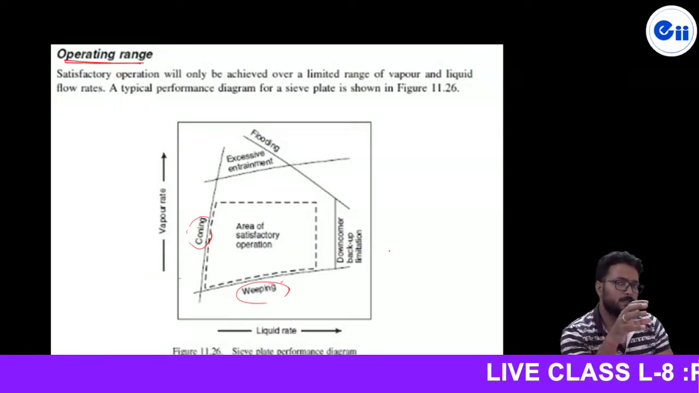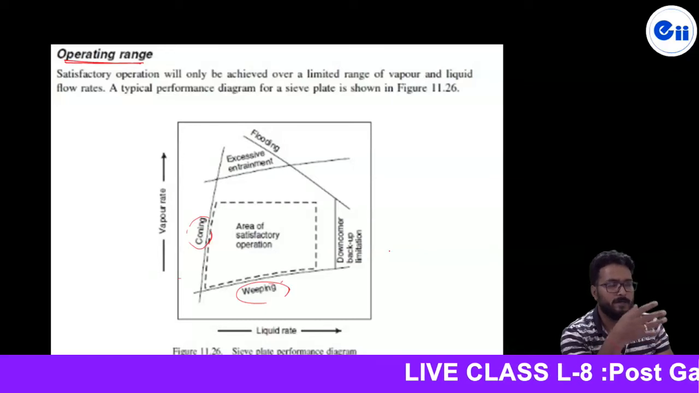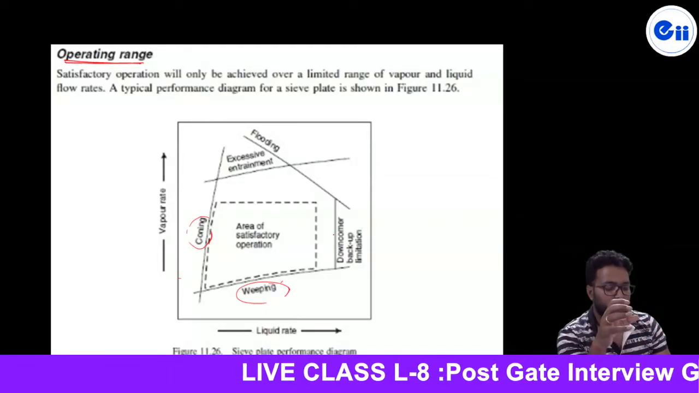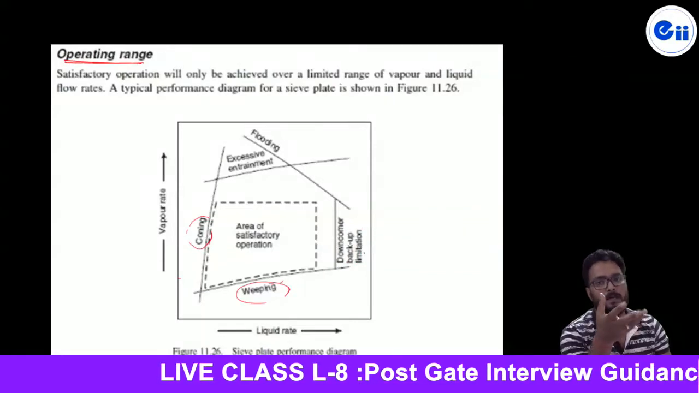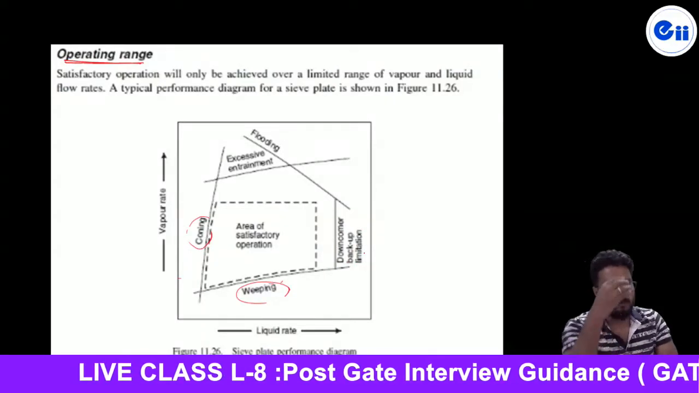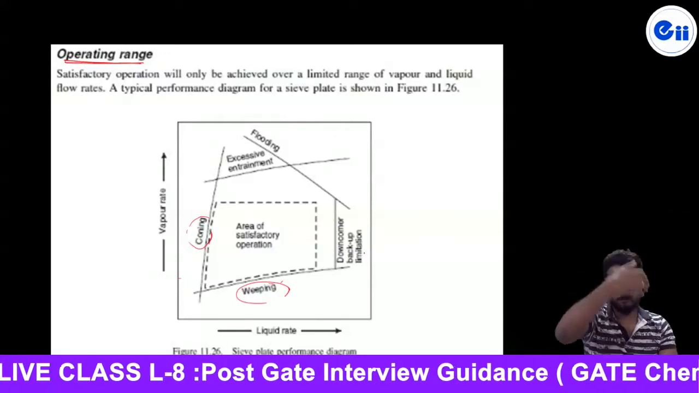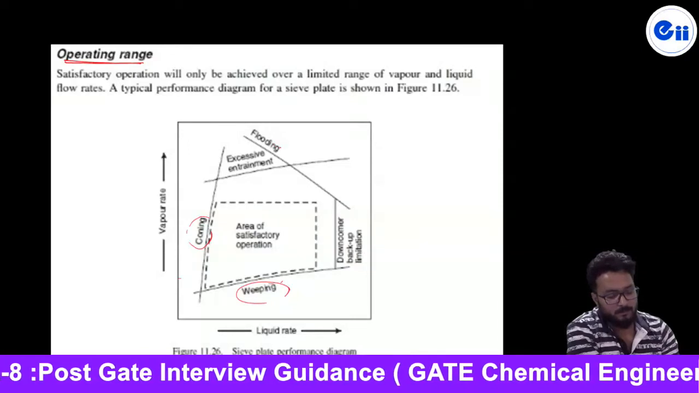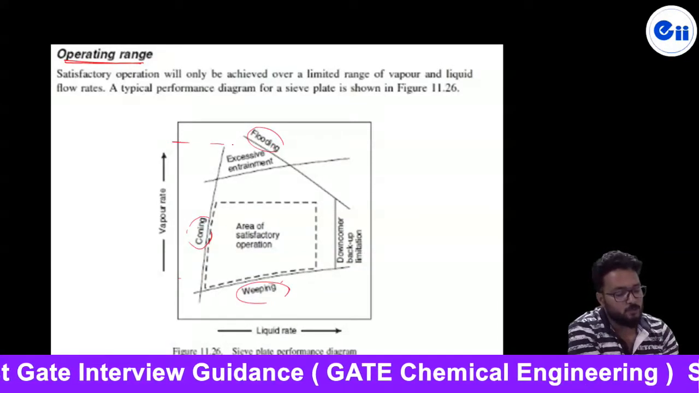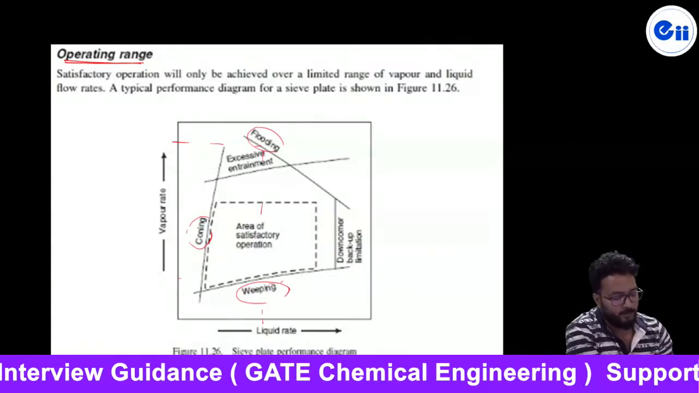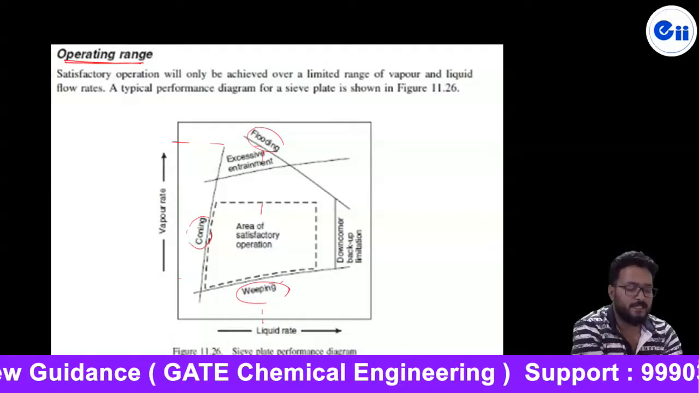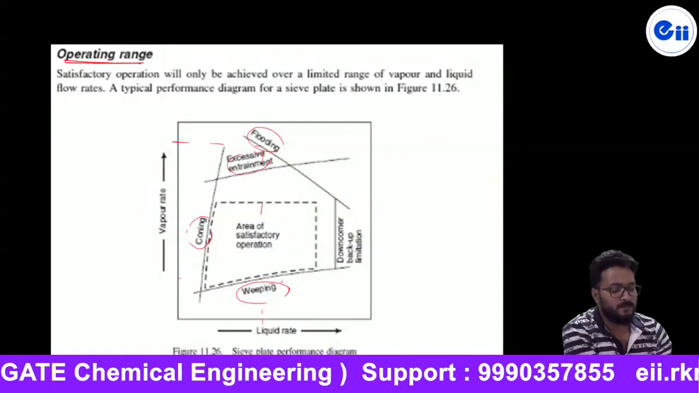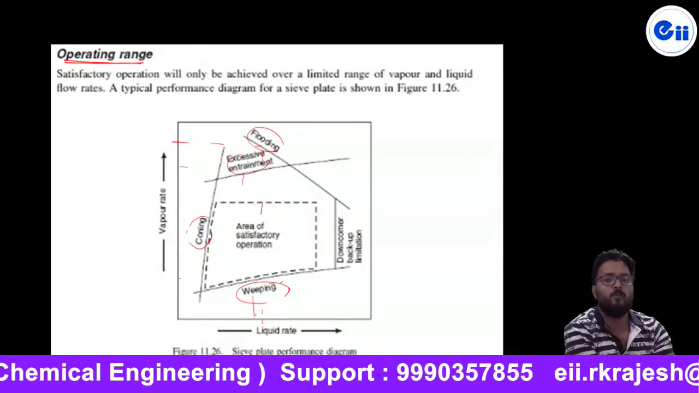the liquid starts to accumulate in the downcomer, and the main reason is when the vapor and liquid flows are both high, then the pressure drop will increase. Okay. Flooding will take place when the vapor flow is too high and the liquid flow is moderate to low. Excessive entrainment will also take place when the vapor flow is high and the liquid flow is low.